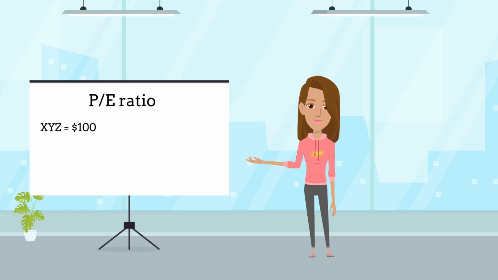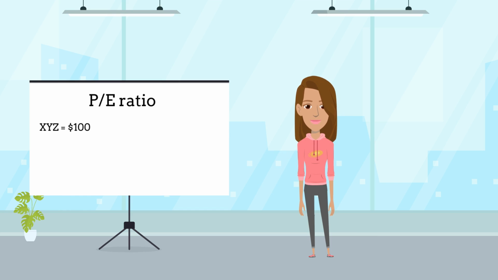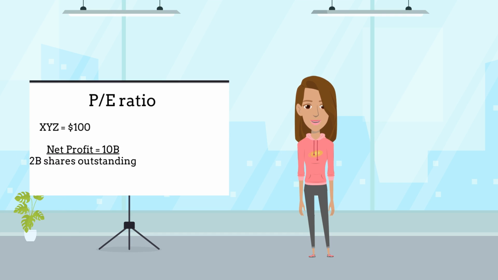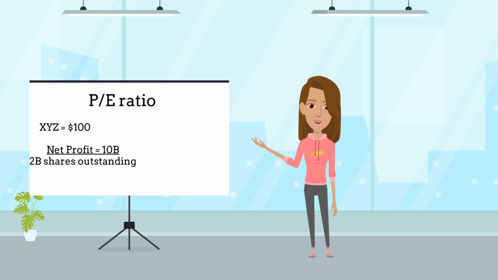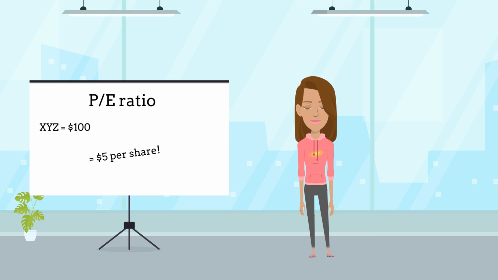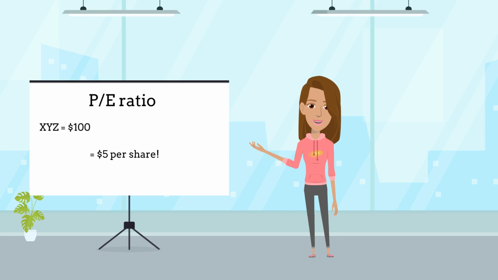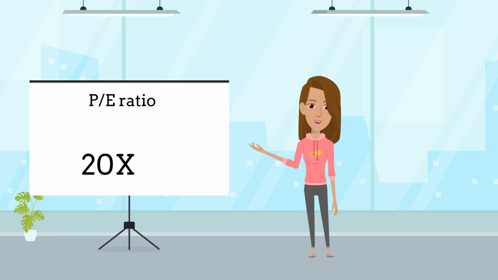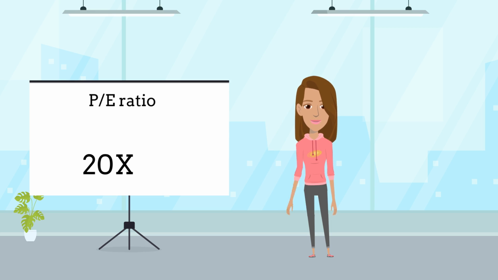For example, if stock XYZ is trading at $100 today and they reported a profit of $10 billion for the previous fiscal year, if they still have 2 billion shares outstanding, that means that their earnings per share is $5. If you take the price $100 over the earnings per share $5, this tells you that investors are willing to pay 20 times the current share value. Or to put it more simply, they believe that $1 of the company's earnings now is worth $20 of their earnings later.